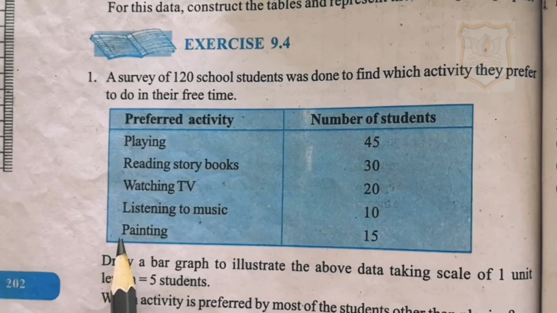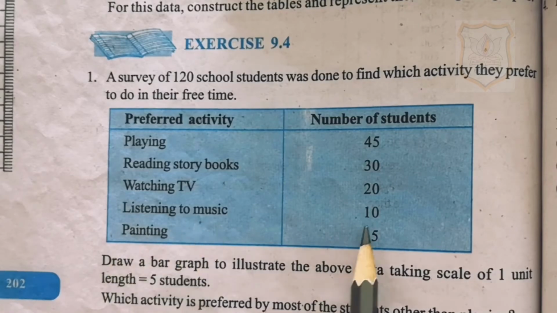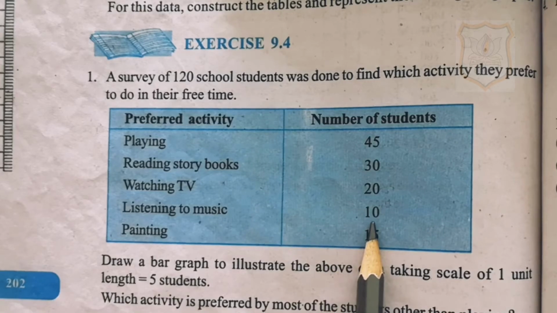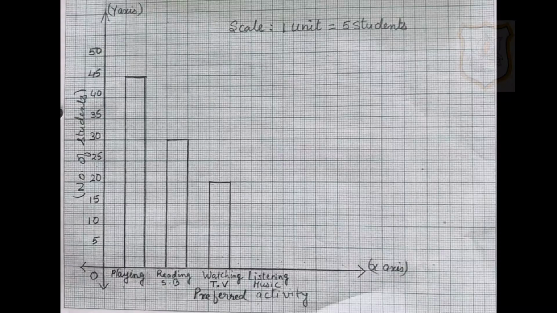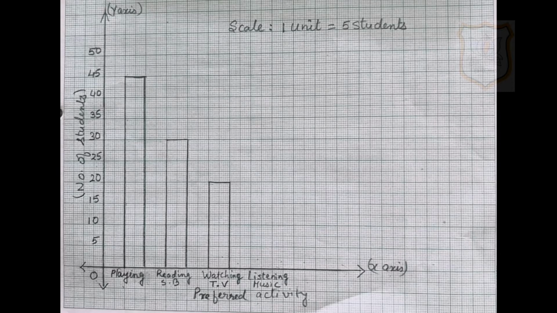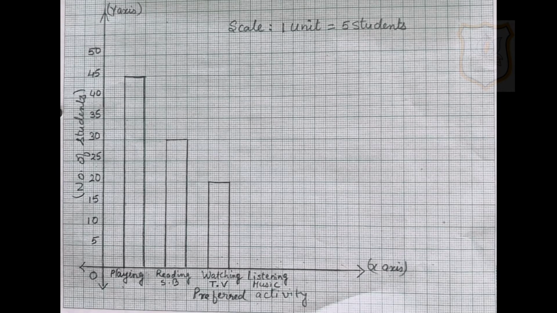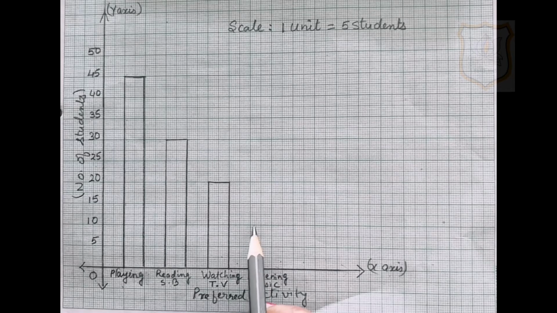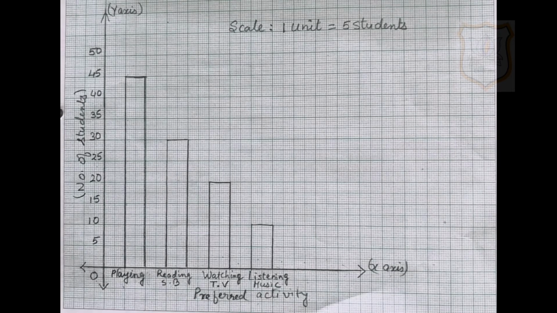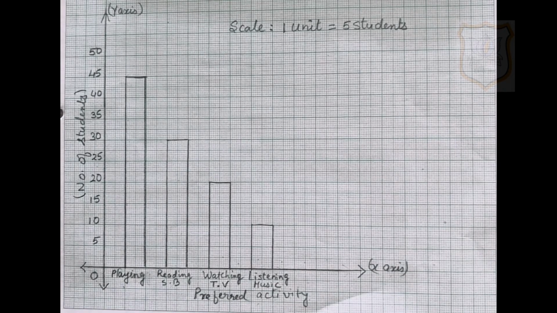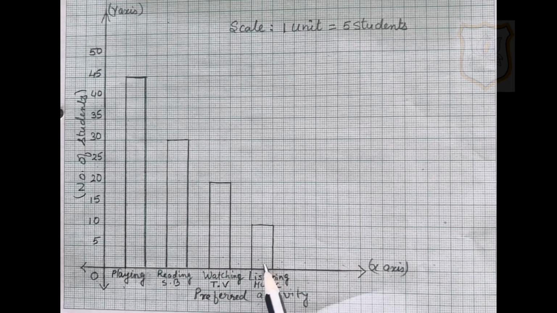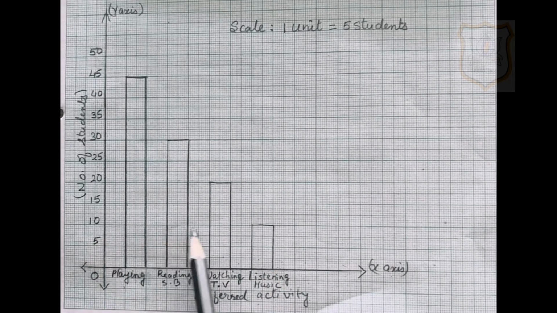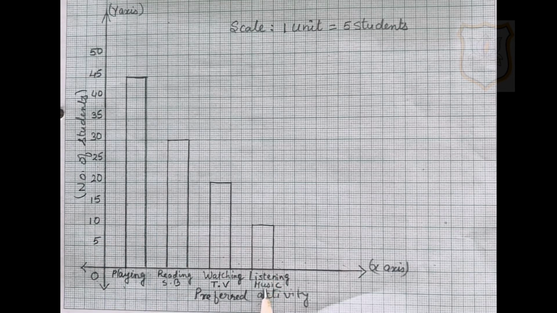Next is listening to music. 10 students preferred listening to music. This much is 5 and this much is 10. This much height will represent students preferred listening to music. In this way, we will draw a vertical bar which will represent that 10 students preferred listening to music.